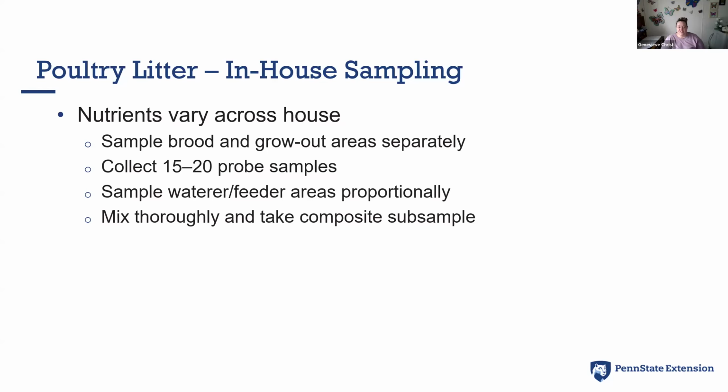You want to, again, collect 15 to 20 probe samples. You want to look and see where the water and the feeders are, because the birds are going to spend more time in those areas. And so a lot of times we'll have higher concentrations of nutrients and moisture in those areas. So we want to really look at that whole area and sample those proportionately. And then again, mix everything thoroughly and take that composite sample to send out to the lab.